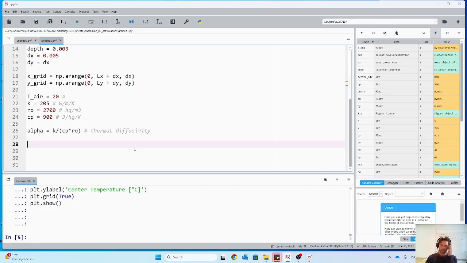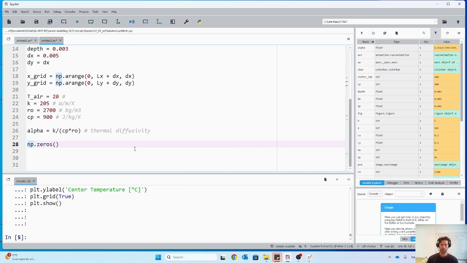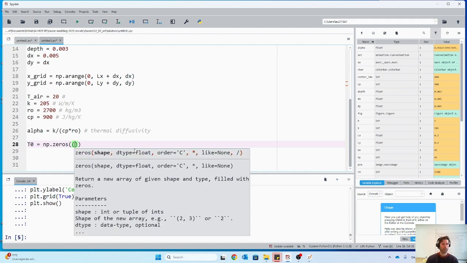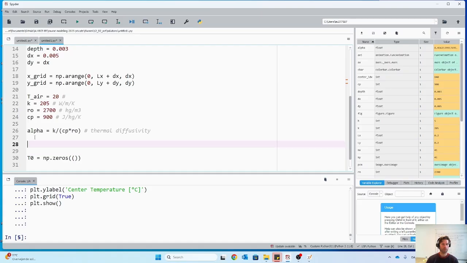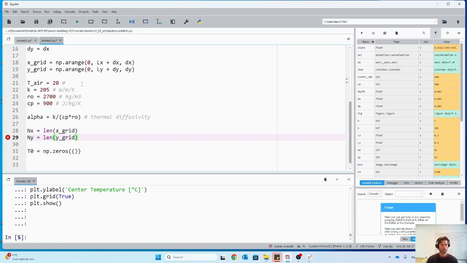Okay, so now we should set the initial conditions of the plate. And because we have two dimensions, like before, we use the np.zeros to make the initial conditions. So we can just call it T here, T0 actually. And we need to first find out how long the sides are, the X grid and the Y grid. We define these with the length function. Like this.